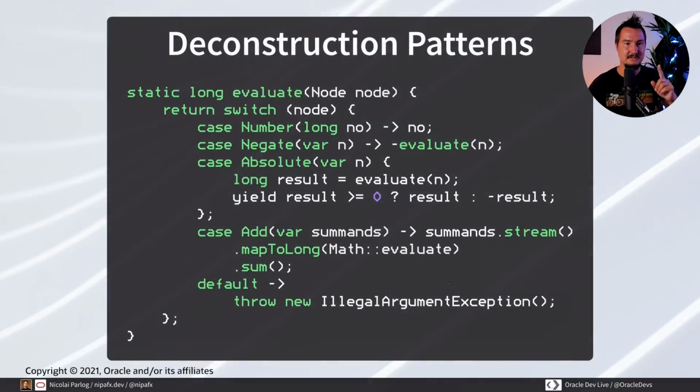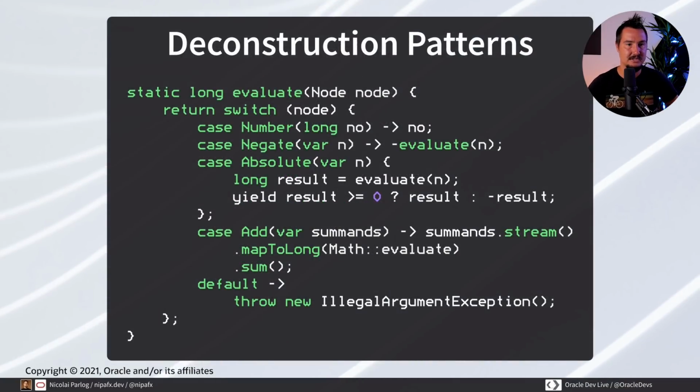Okay, so this is what that looks like if we apply this to the situation that we're in. Now we don't say case Number and then have to extract that later. We can do that in one go. We can basically elide the entire variable that we don't need. If you want to evaluate a note, we switch over note. In case it's a number, then the long it contains will be the result. And the negate, that's the note it contains. We're going to pass that on to the evaluate function, and the same for absolute, and the same for add.